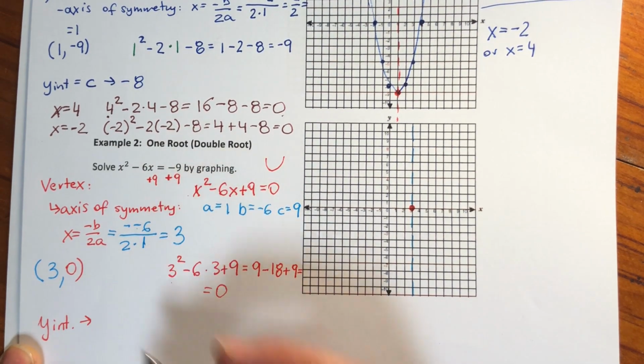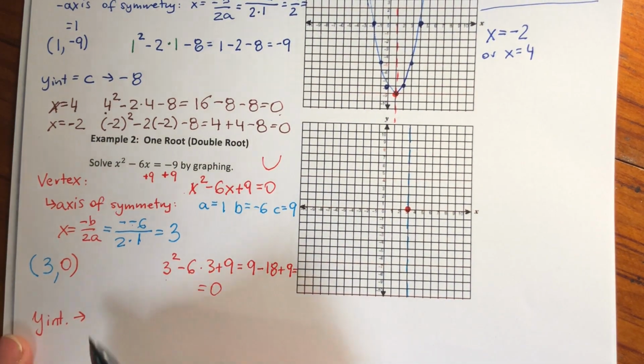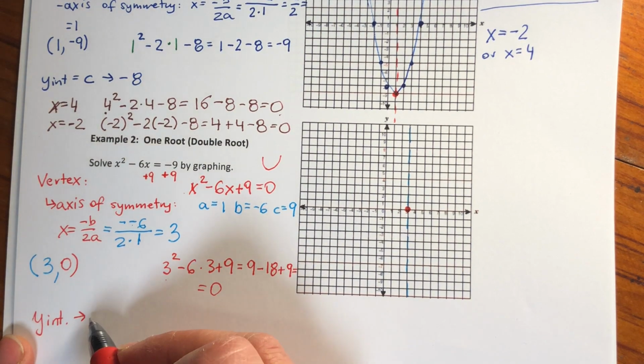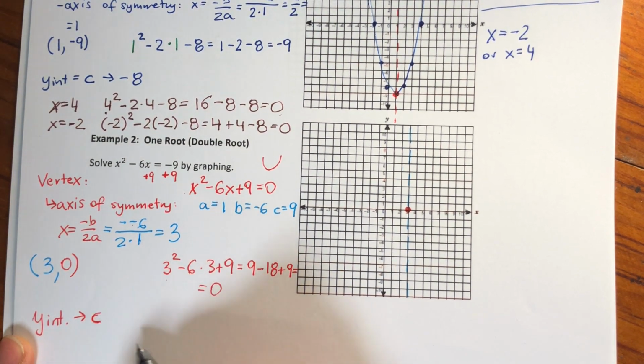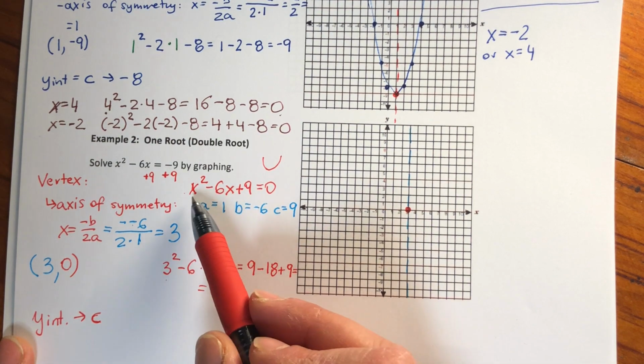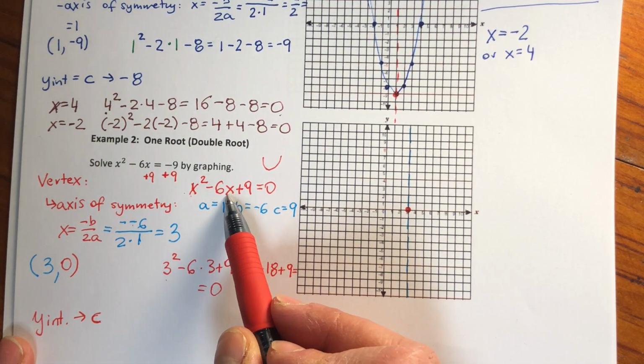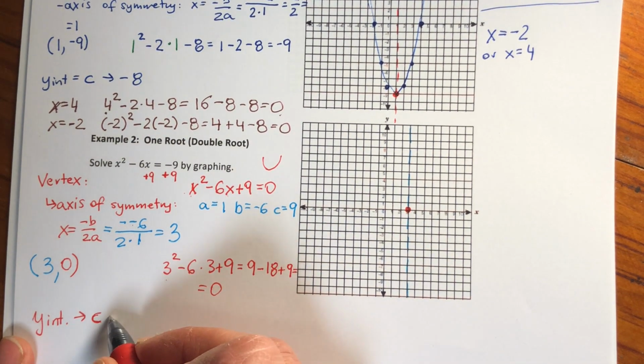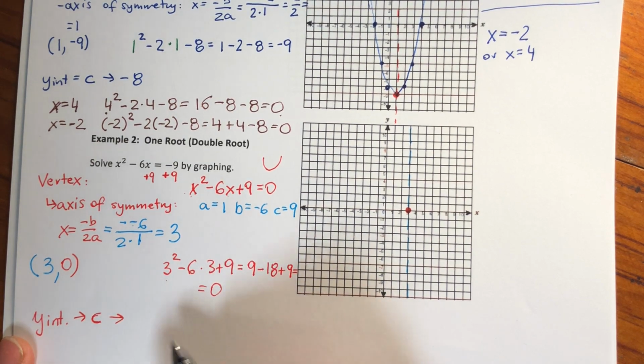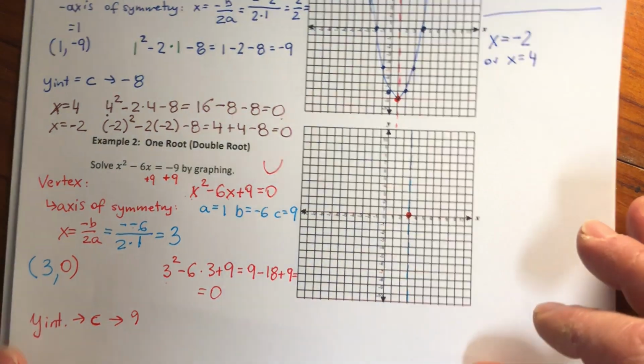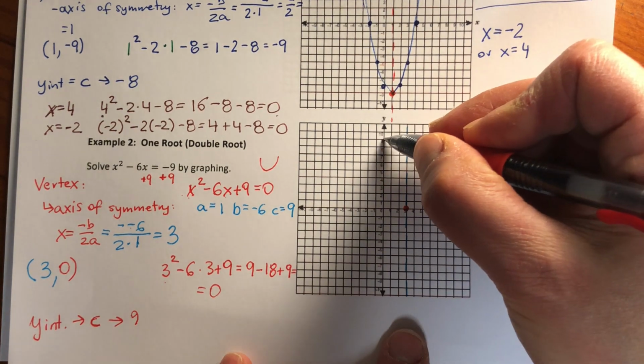Think about this for a second. What is the y-intercept equal to? I hope you get it. Y-intercept is c. So if you think about this, what would happen if you plug in 0 for x everywhere? And that is equivalent to 9. So it's right in here.